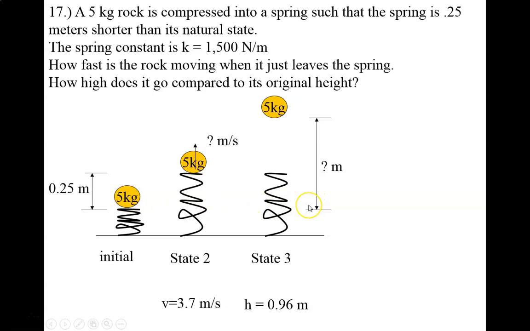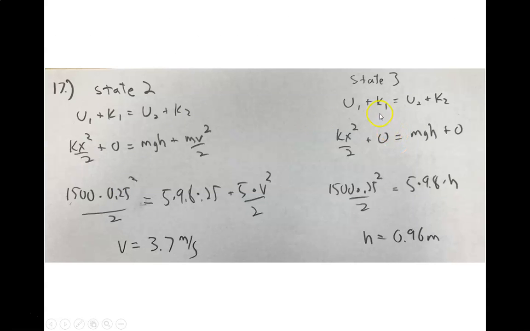Now when we're here, we want to look at what type of energy we're going to have. Will we have gravitational potential energy? Sure we will, because it's elevated above where it started, and we're looking for that distance, how high it is from where it started. Will it have spring energy? No, the spring is uncompressed. Will it have kinetic energy? Not at the maximum height. It's not going to be moving at all. It'll be stationary for that split second. So plugging into our equations, kx squared over 2 plus 0, no kinetic energy, equals mgh plus 0 for the kinetic energy, and we get a height equals 0.96 meters.